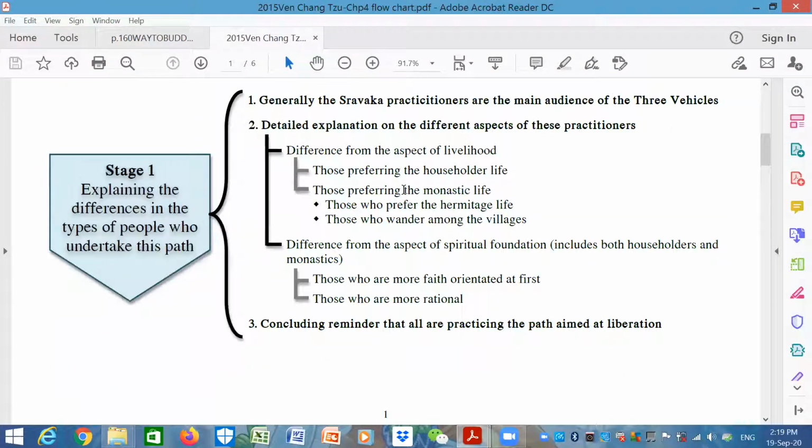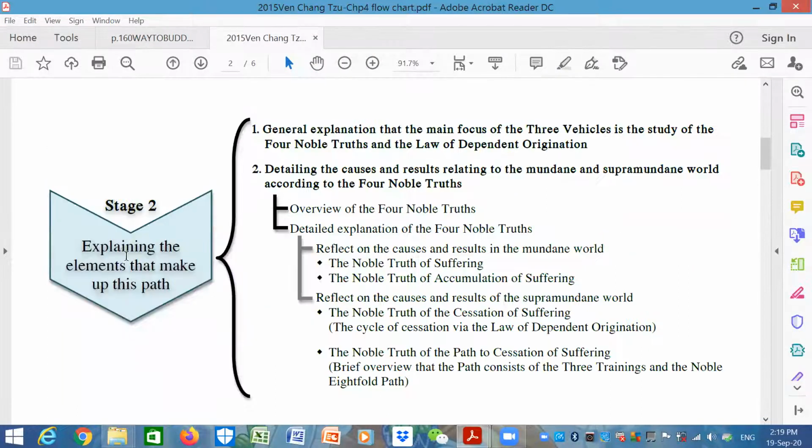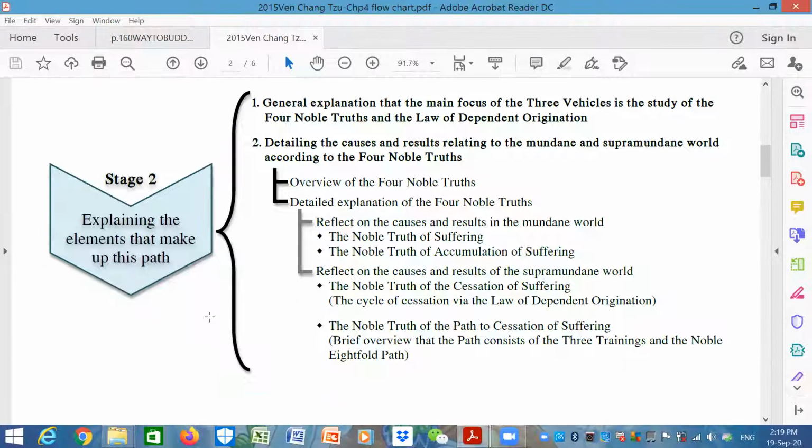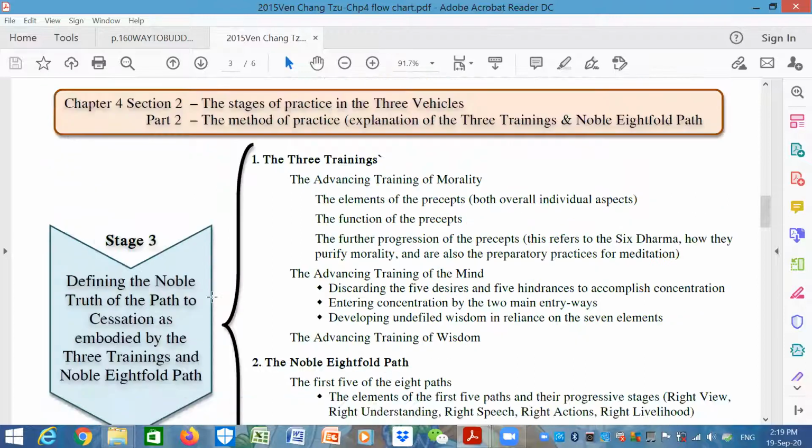We finished stage 1, which explains the differences in the types of people who undertake this path. Stage 2 explains the elements that make up this path. Then now we go to stage 3, the three trainings. We already finished the training of morality. Now we are in the advanced training of the mind. So let's take a look.